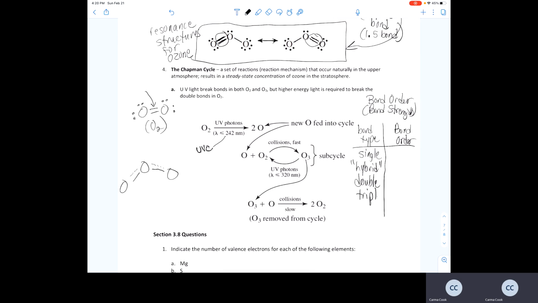So we got 4 types: the single, the double, and then the hybrid that falls between a single and a double, and then the triple. So a single bond order is 1, a hybrid's bond order is 1.5, double is 2, triple is 3.